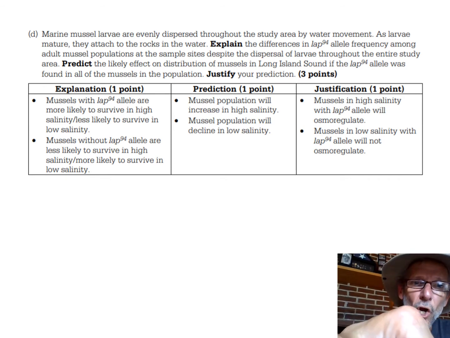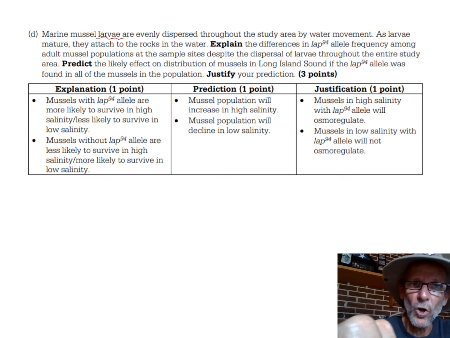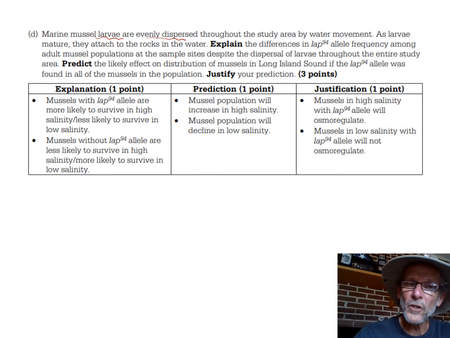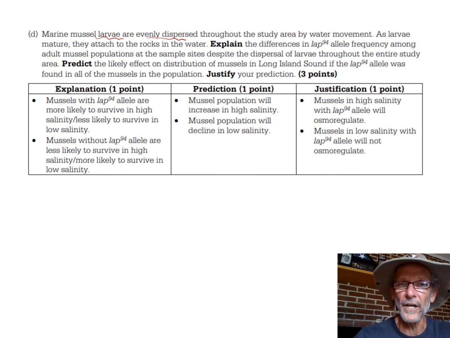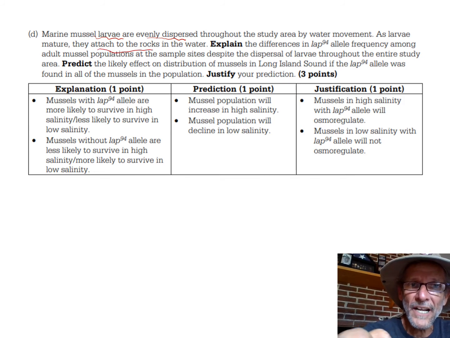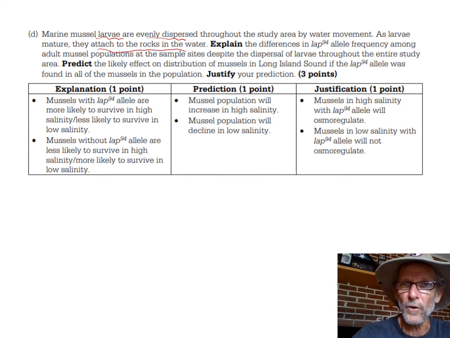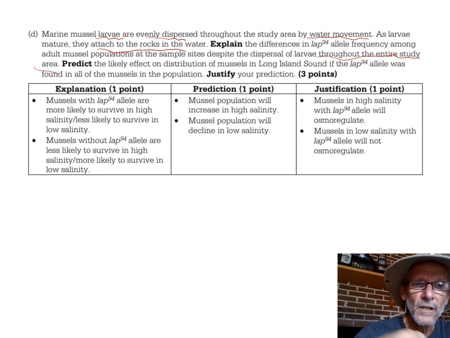It says that the larvae of these things, that's a key word, are evenly dispersed, even though that whole diagram was the fact that the grown-ups are not evenly dispersed. You find more of them here and less of them there, right? So as they mature, they attach to rocks, and then they don't get dispersed around by the current, the water movement. So explain the differences in the frequency among the adult populations at the sample sites, despite the fact that the larvae are all around, right?